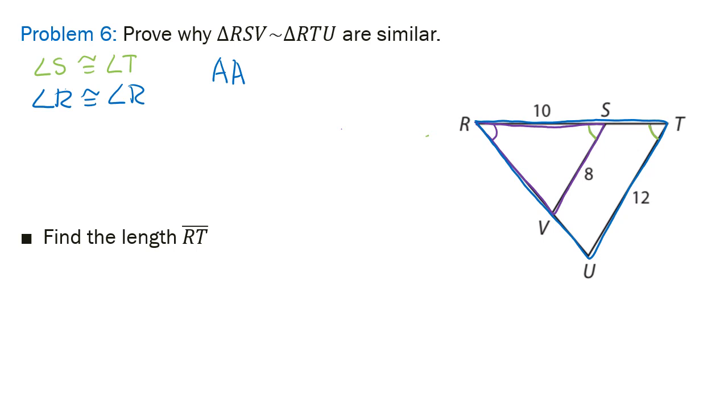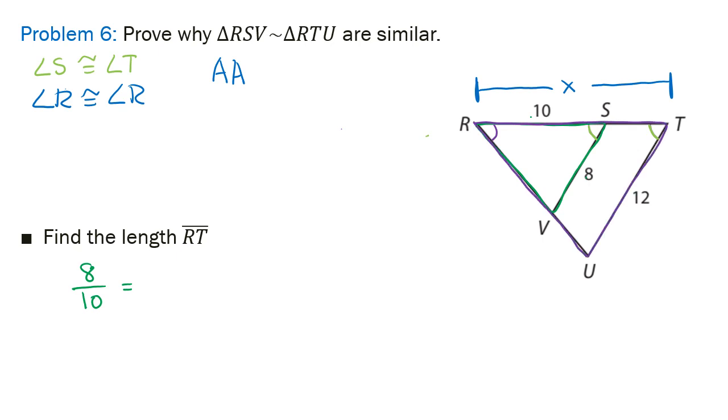Once we know they're similar, these two figures, we then can go ahead and say, well, we can now solve for parts of this triangle. So down here where it says find the length of RT, so the length from here all the way to here, we now are able to do that. So I'm going to take information from the smaller triangle, this one right here. So I'll say 8 over 10. And that's going to equal information from the larger triangle.